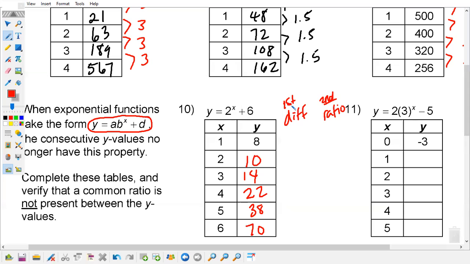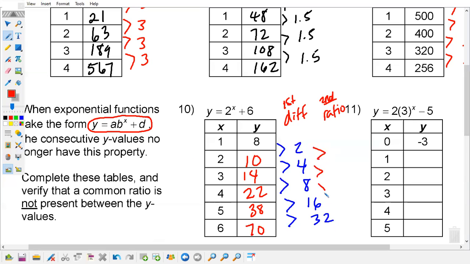So now the first thing we have to do here, because of the plus 6, is find the difference, right? So you have to find the first difference. 10 minus 8 is 2. 14 minus 10 is 4. 22 minus 14 is 8. 38 minus 22 is 16. And then 70 minus 38 is 32. That's a pattern. Doubling.